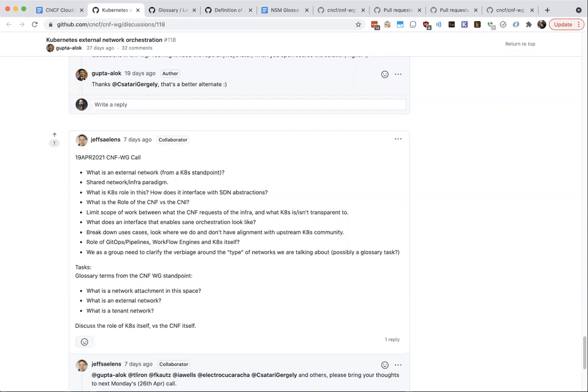The question, Ian, I want to... Yeah. I think that's not our point. ENO is not at all substituting or replacing any of those that you mentioned. It is complementing them, because it's filling a gap for which there is nothing there today. And that is to orchestrate networks that then Multus and the CNIs can use in order to attach pods to them.